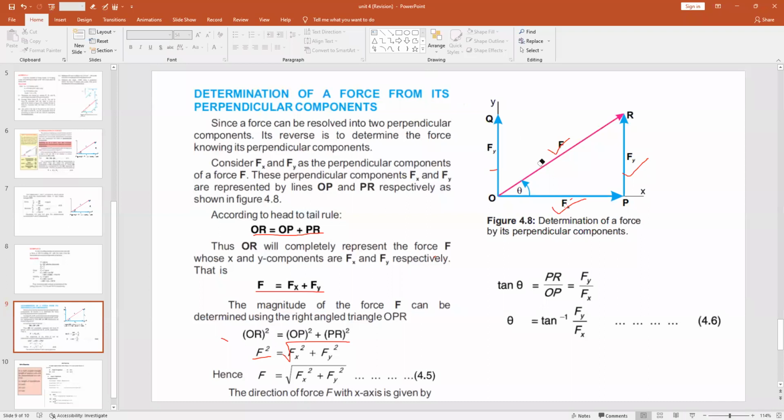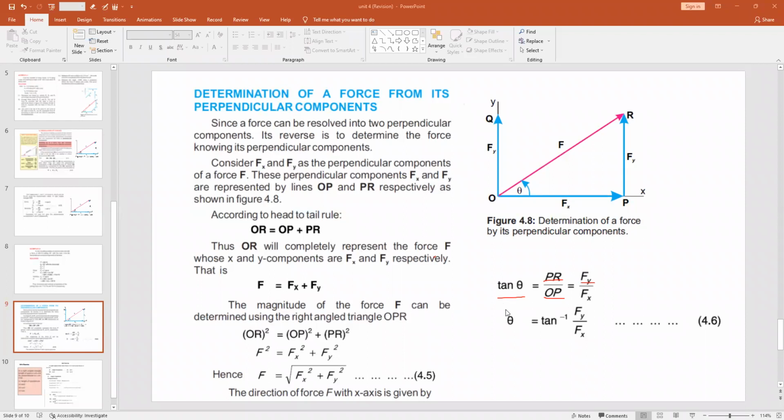So the next step is that with the help of these perpendicular components and with this figure 4.8, we can find the direction of the force. To find the direction, we have to use tan theta, right? Tan theta is equal to perpendicular over base. Here the perpendicular is PR, so we write PR over here, and OP is the base, so we write OP over here. PR is equal to Fy and OP is equal to Fx. This is the value of tan theta.